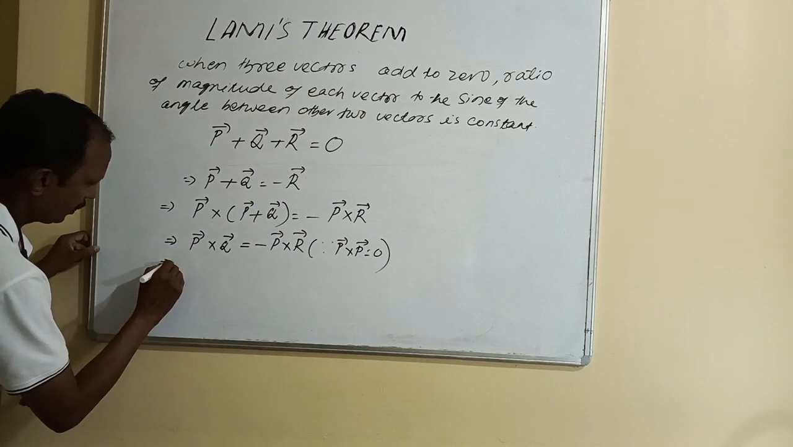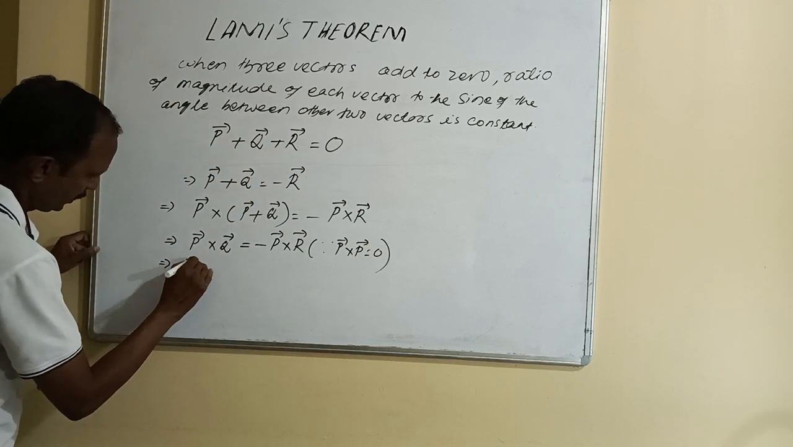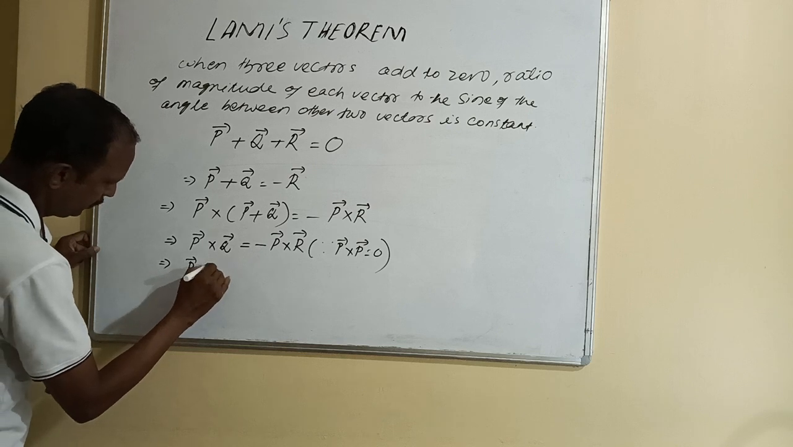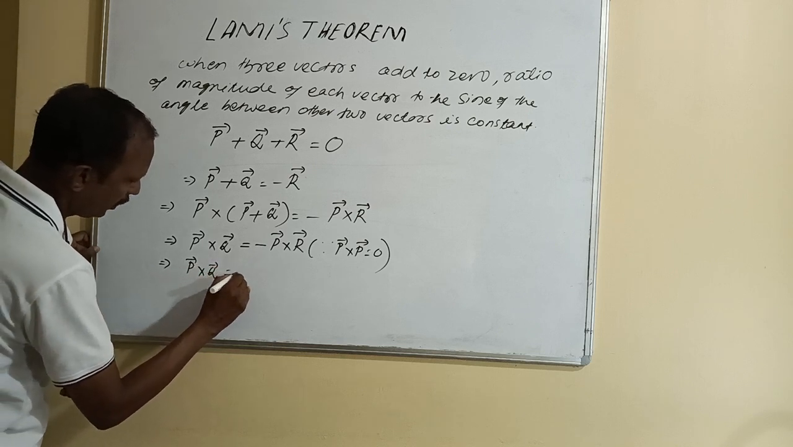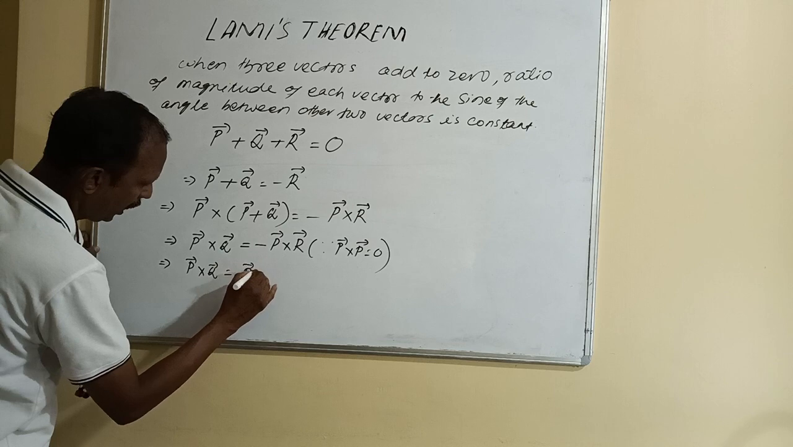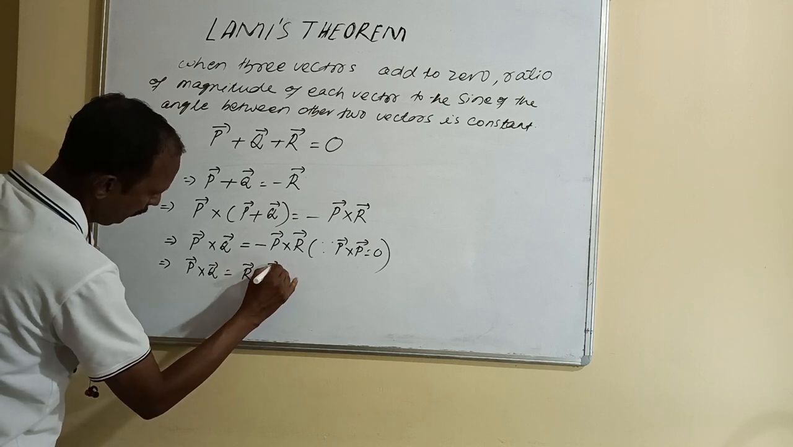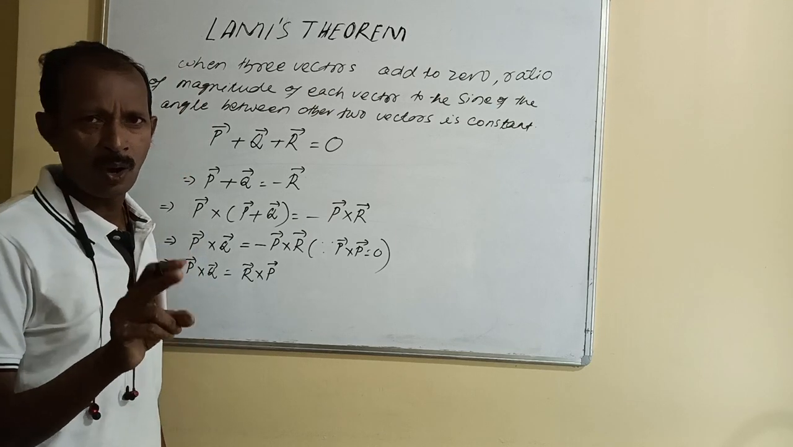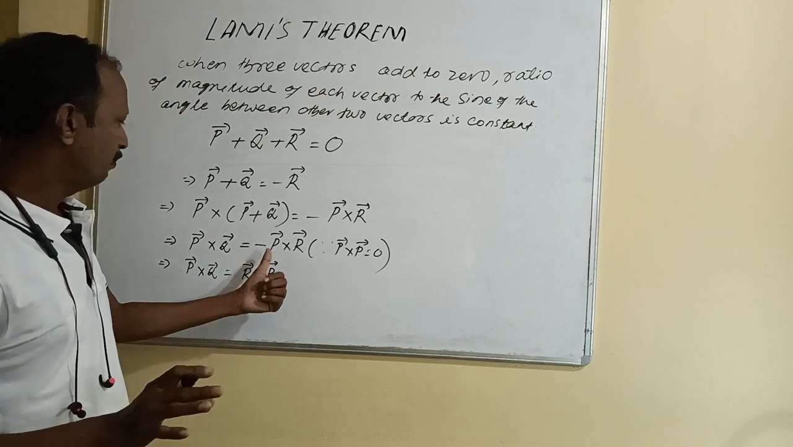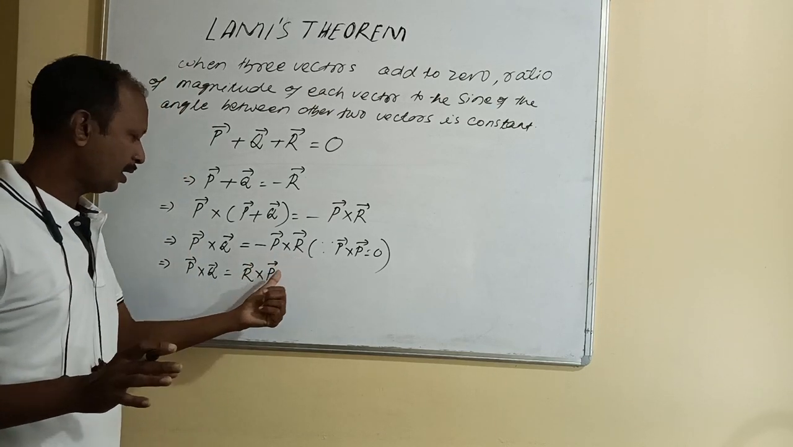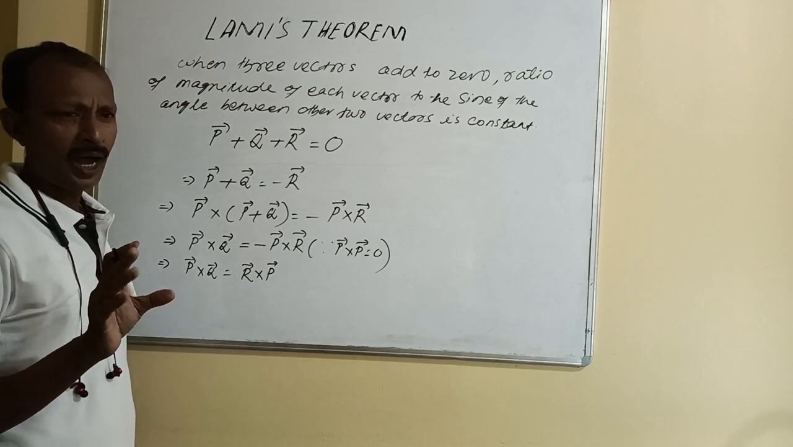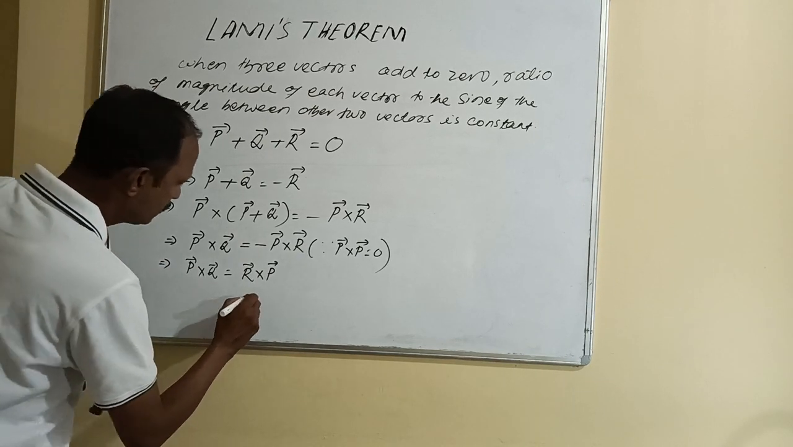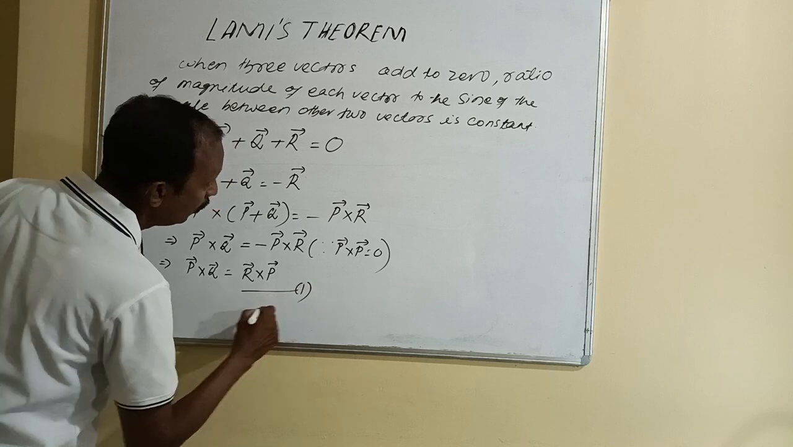So now I can write that vector P cross vector Q is equal to R cross P. We know that vector product is not commutative. So in case of minus P cross R, I mentioned here R cross P. So this is equation 1.